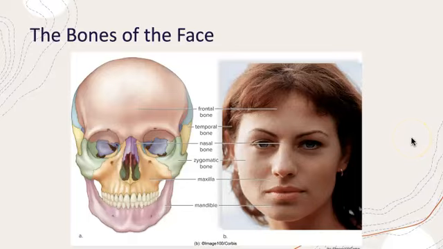Let's take a look at some of the bones of the face. When we look at somebody's face, we see on their forehead their frontal bone, their temples are made up of the temporal bone, and the bridge of their nose is made up of the nasal bone. As we shift down, we see that their cheekbones are made up of the zygomatic bone, and that will connect back to the temporal bone. And then we have our upper jaw as the maxilla, and their lower jaw is made up of the mandible.